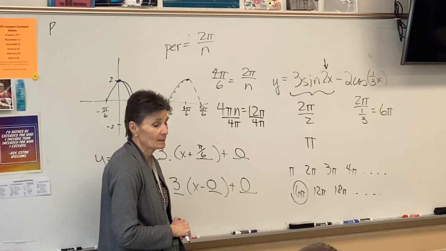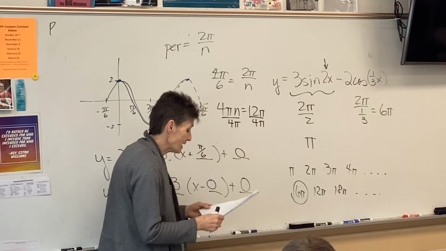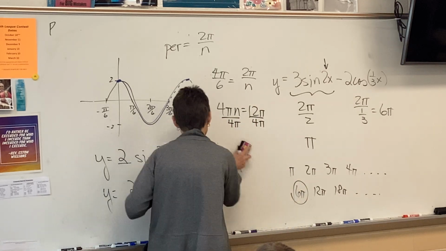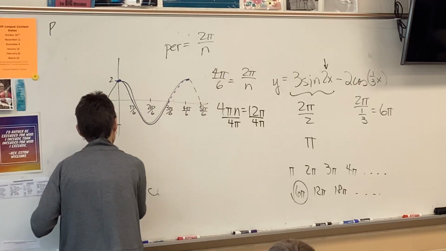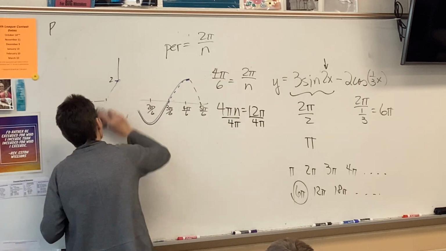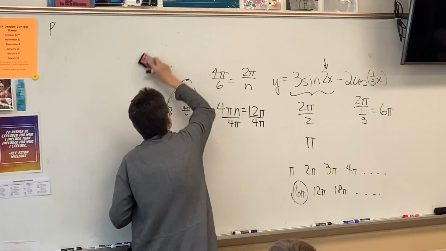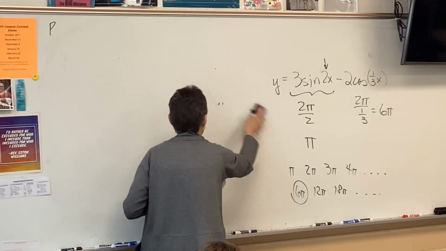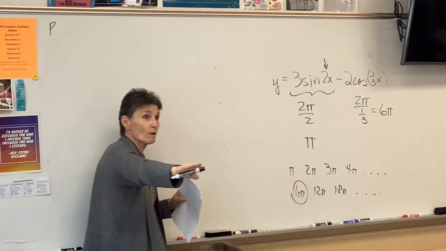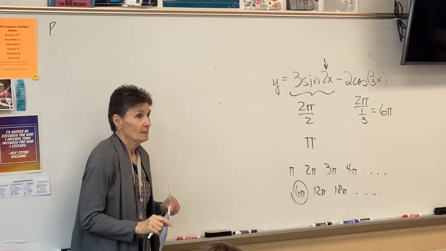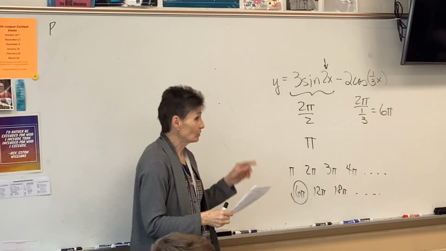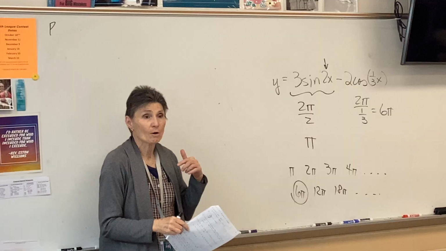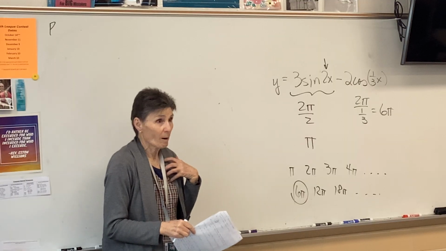Got it? Okay. Number 4, find a negative angle coterminal with negative 10 degrees. How do we find coterminal angles? Add or subtract a revolution. If I am in degrees, a revolution is 360. If I am in radians, a revolution is 2 pi.